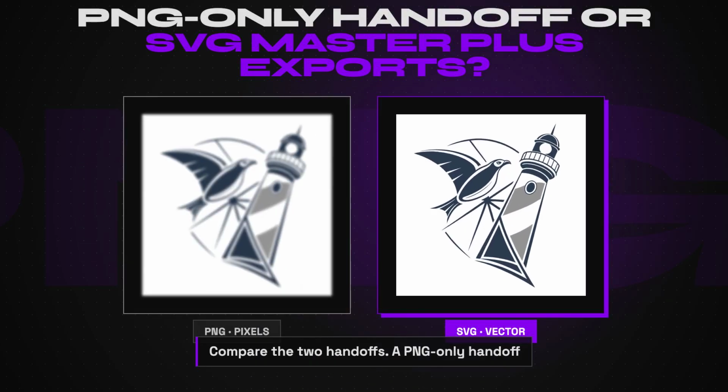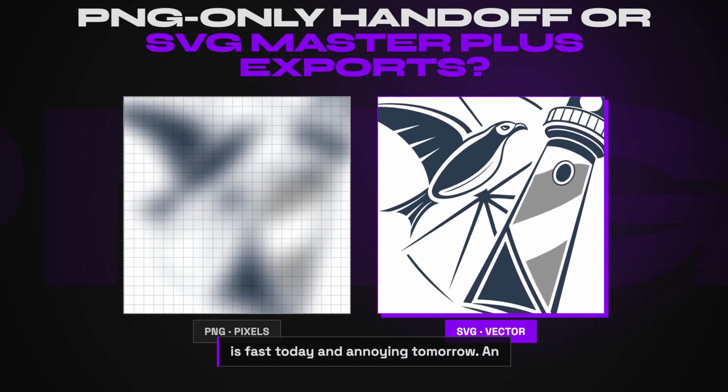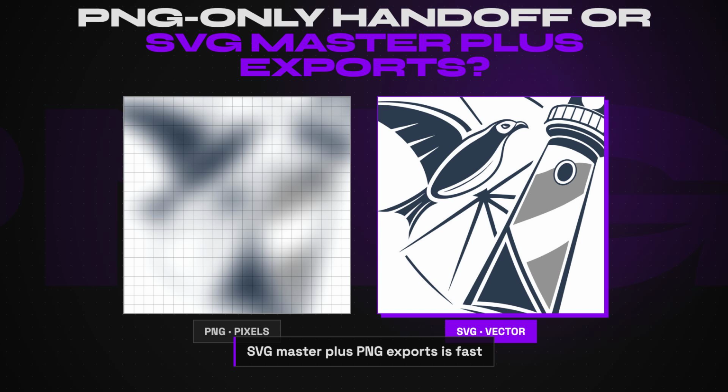Compare the two handoffs. A PNG-only handoff is fast today and annoying tomorrow. An SVG master plus PNG exports is fast today and still useful tomorrow. You get the file people can use immediately, and the source file people can edit when the project changes.